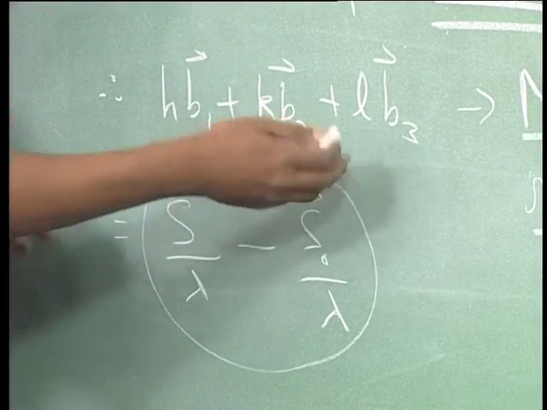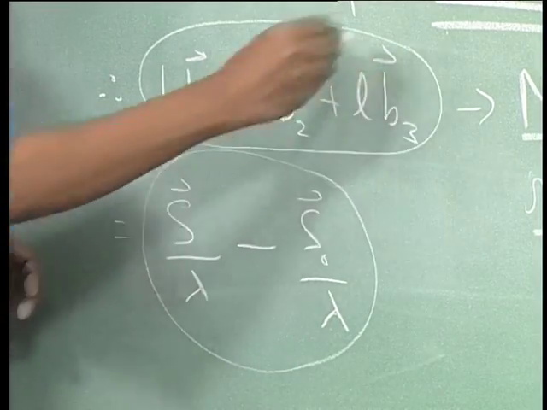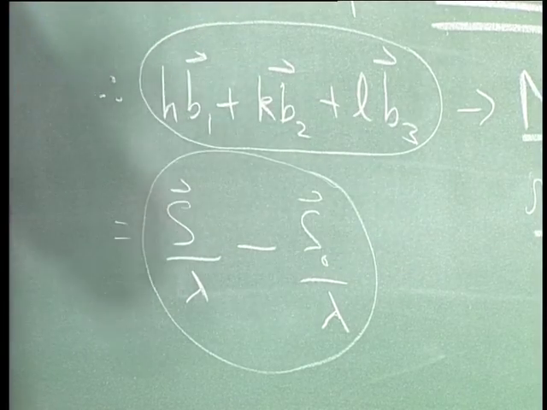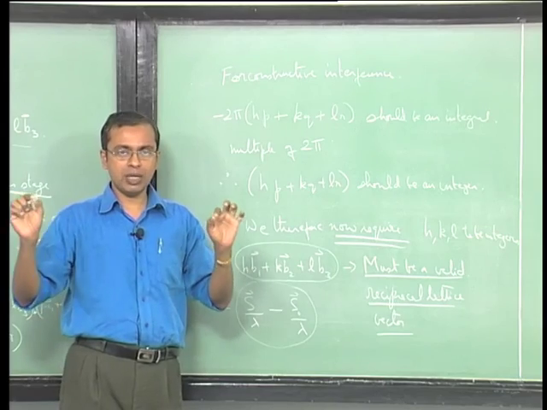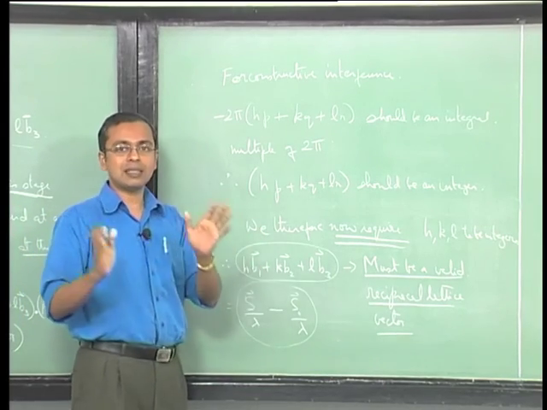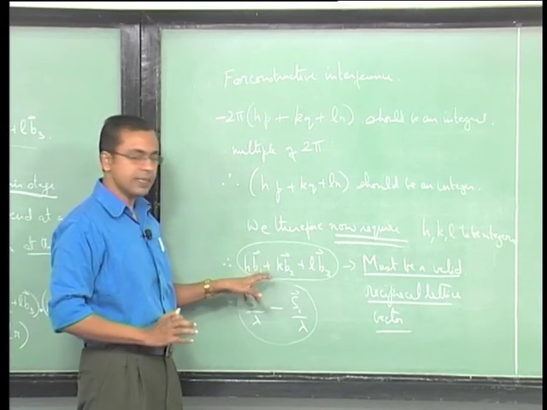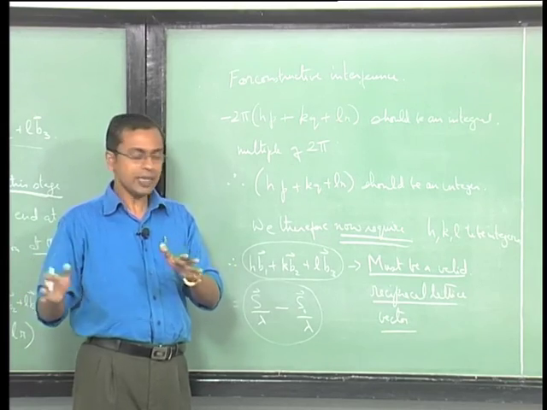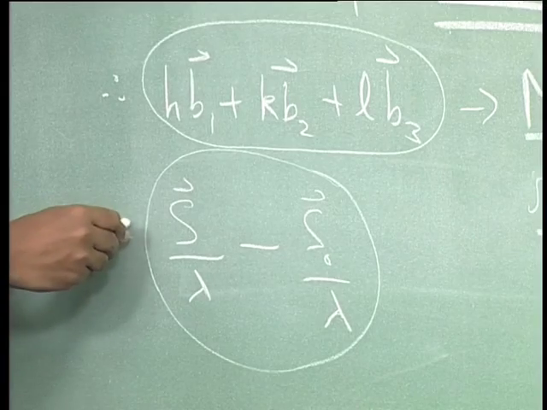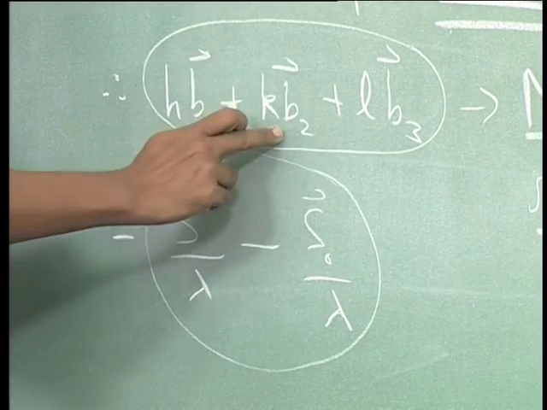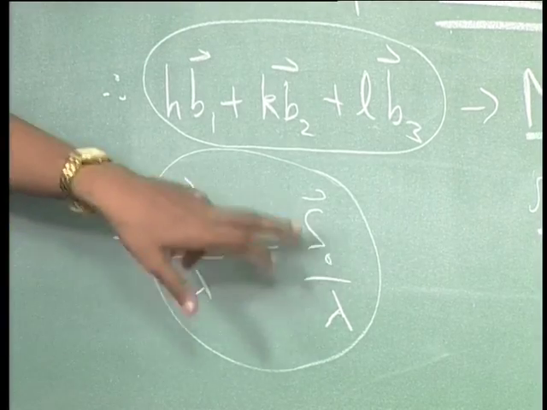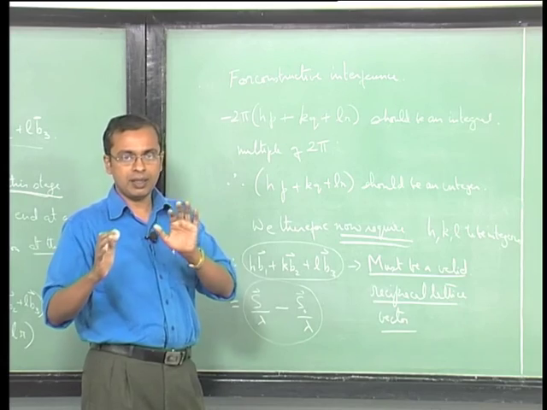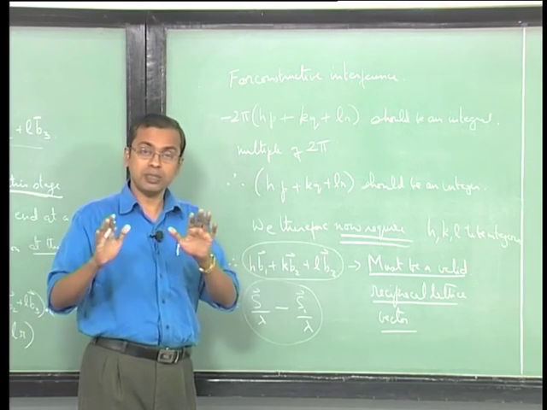What is on the other side of the equation? The other side has a valid reciprocal lattice vector, a line connecting two valid reciprocal lattice points. So this has all the crystal structure information in it, denoted in reciprocal space notation. This equation, HB1 plus KB2 plus LB3 equals S by lambda minus S naught by lambda, gives us the condition for diffraction in reciprocal space notation.